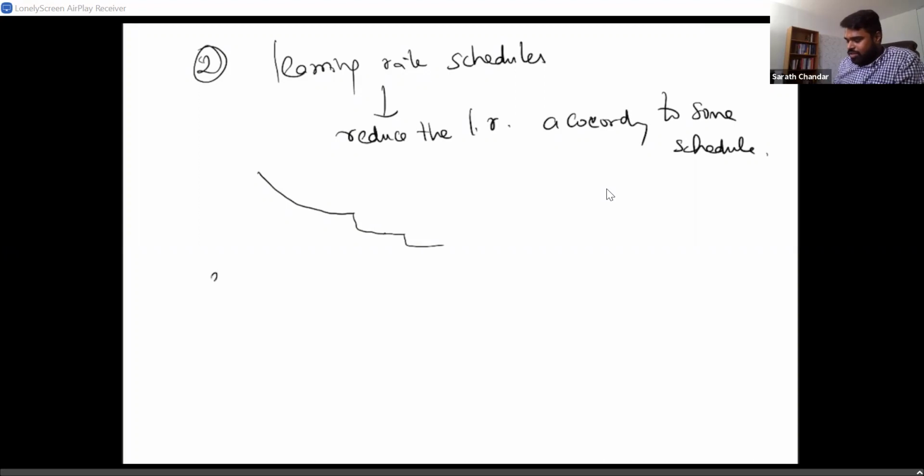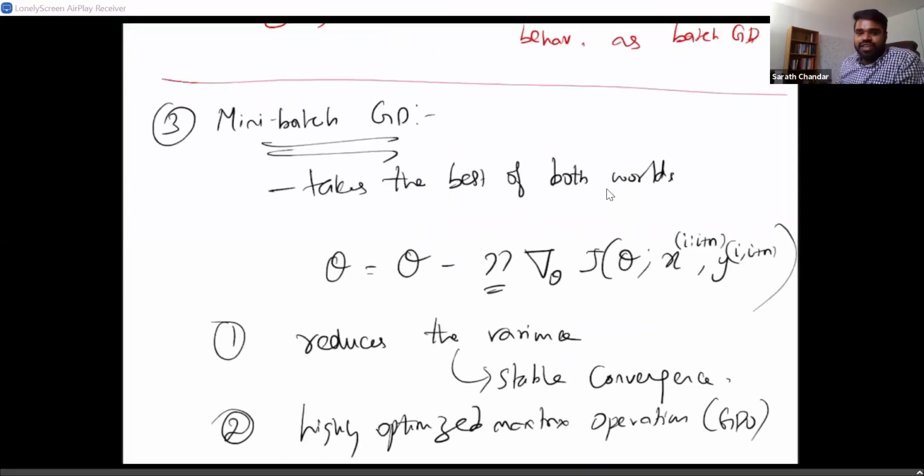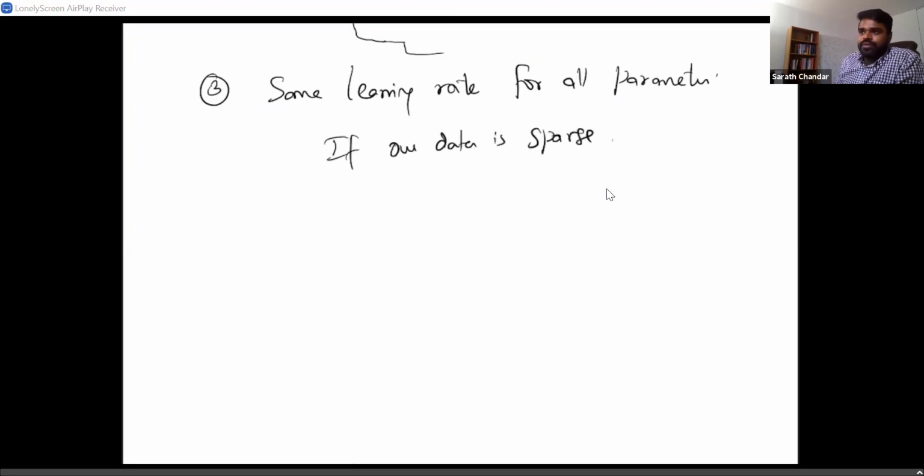Now, there is also another issue with gradient descent, which is that you're using the same learning rate for all parameters. If you remember, the learning rate eta is fixed for all the parameters. Is it a right idea to use the same learning rate for all the parameters? No, it's not right. Why? Because our data is sparse, and our features have very different frequencies.